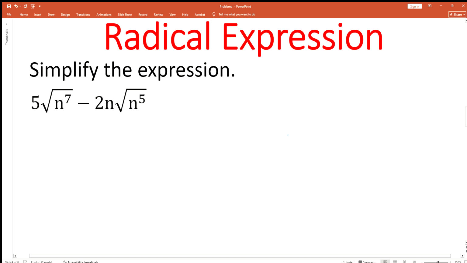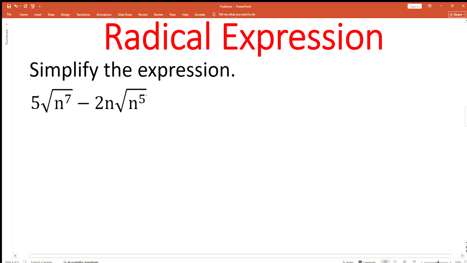In this video, we'll simplify a radical expression. As per the problem, simplify the expression. We are given the expression 5 times square root of n to the power 7 minus 2n times square root of n to the power 5.